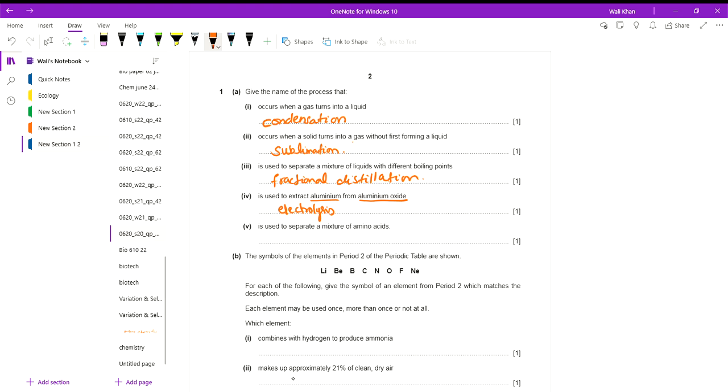Is used to separate a mixture of amino acids. तो मिक्सचर सेपरेशन के लिए हम क्या यूज करते हैं? Yes, तो मिक्सचर्स जो है in this question the mixtures are amino acids.